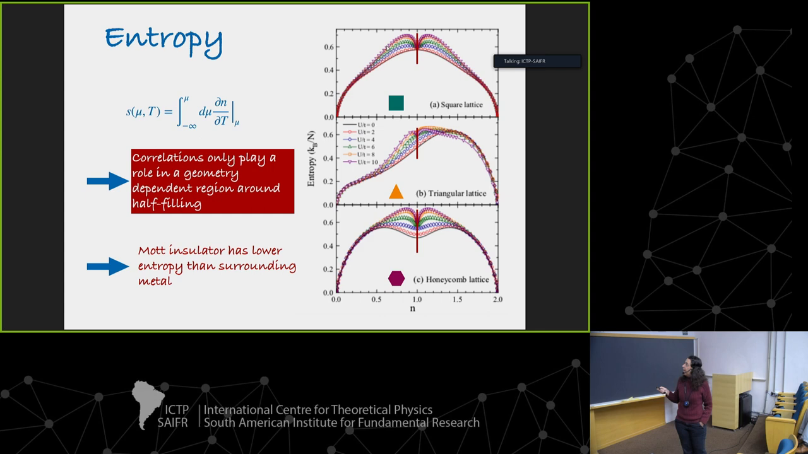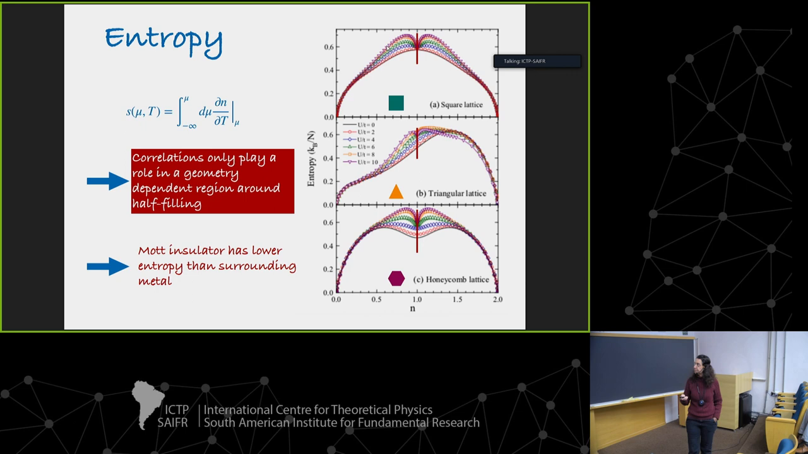One thing that's also interesting to notice is that around densities that are away from half filling, small fillings and large fillings, all the curves are close together. And we see that correlations play little to no effect in this range of densities, and that the range of densities where correlations are relevant depends strongly on the geometry. So for the honeycomb lattice, up to 0.5, we see almost no effect of correlations.